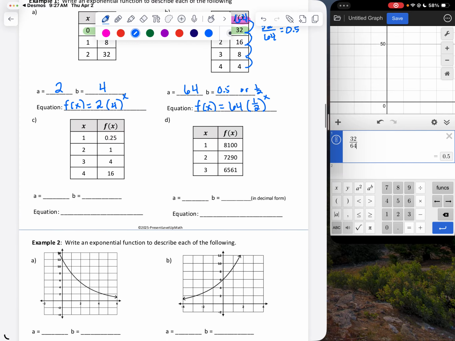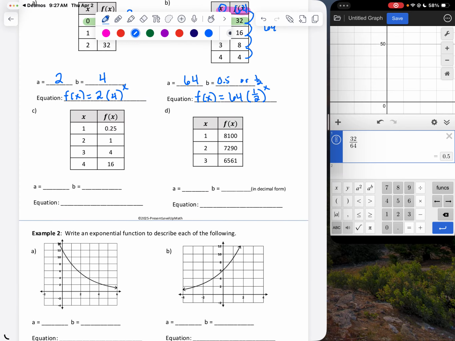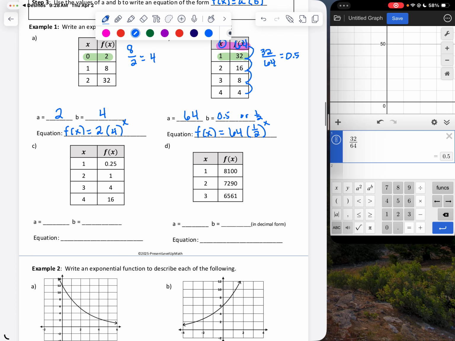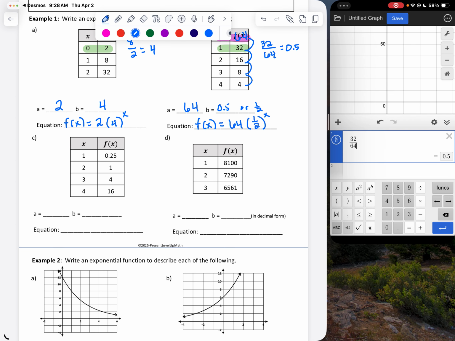All right, problem C. We're given a table, and we're told it's an exponential function. They want us to write a function rule. But again, just like the previous table, they're not giving us the initial value. So I've got 1, 2, 3, 4. So I'm going to need to back up one place to get the 0. So let's look what's happening to our y values. It looks like 16, I would have to divide by 4. 4 divided by 4 would give me 1. 1 divided by 4 would give me 0.25.